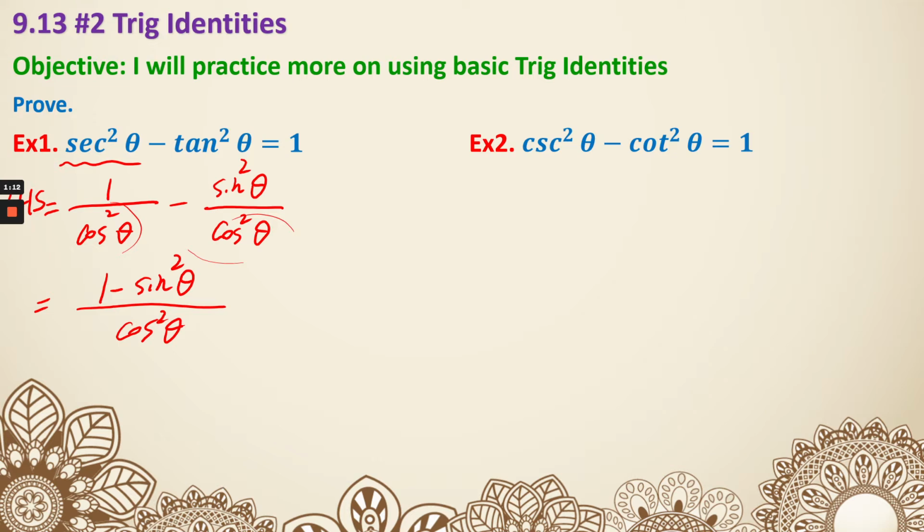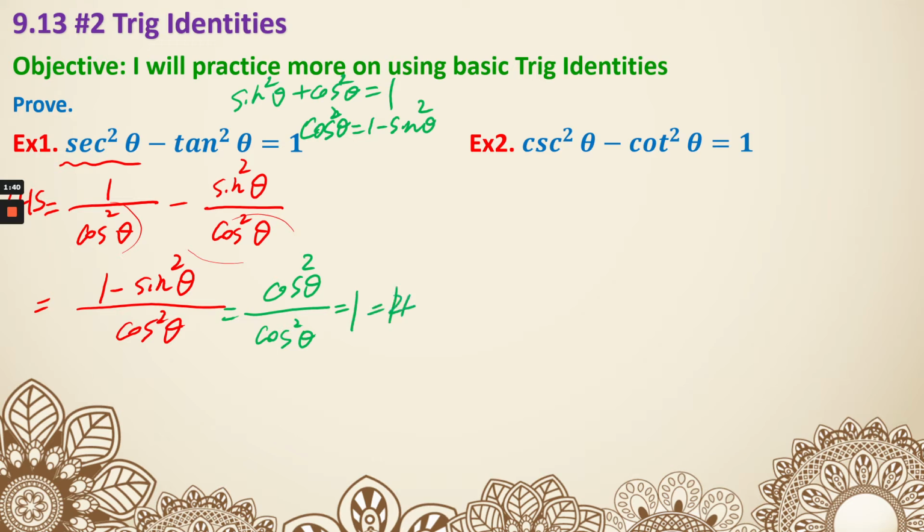If you recall, we have learned sine squared plus cosine squared equals 1. I'm going to write it on the top: sine squared plus cosine squared. If I move sine squared to the other side, cosine squared is 1 minus sine squared. So that means I can rewrite 1 minus sine squared as cosine theta squared. The whole thing becomes cosine theta squared over cosine theta squared, which is 1, and that is the right-hand side. So we got it right.